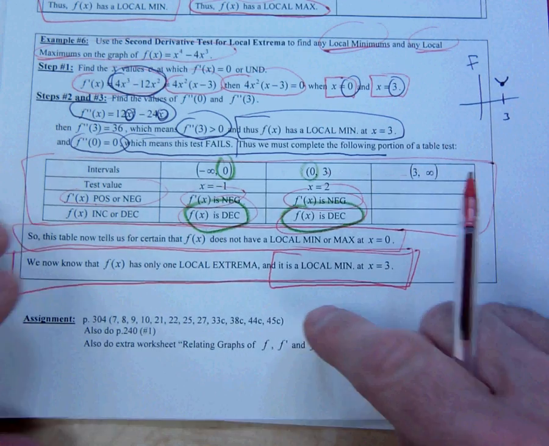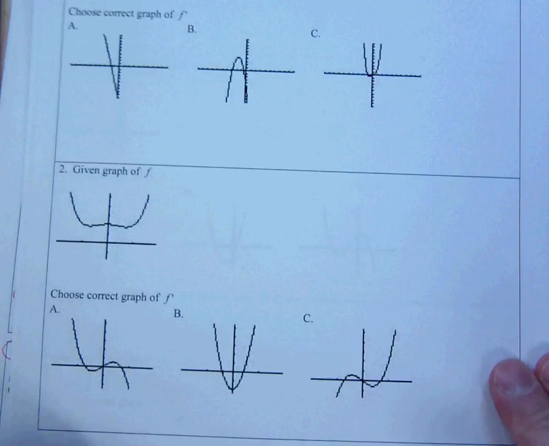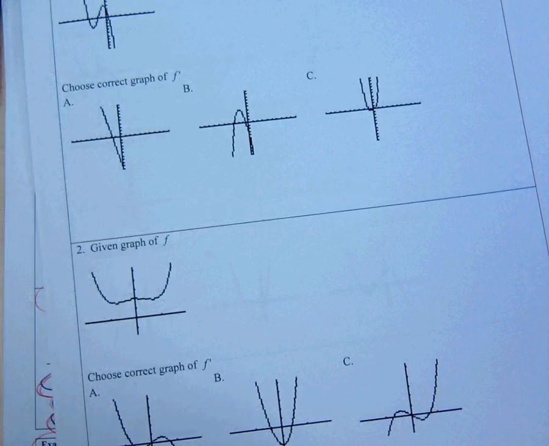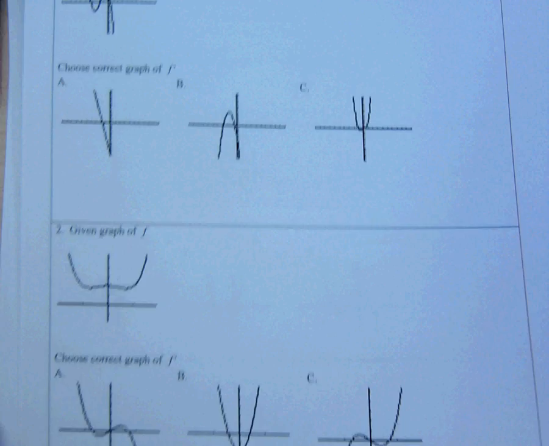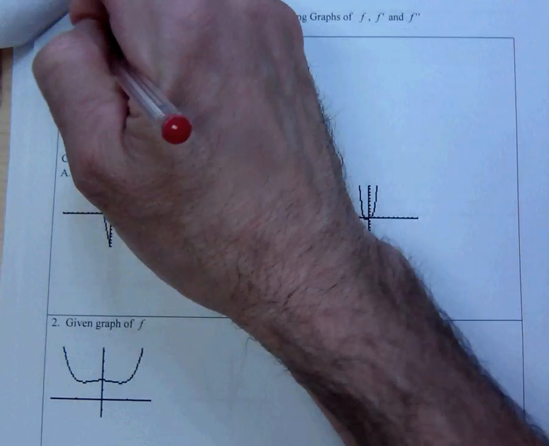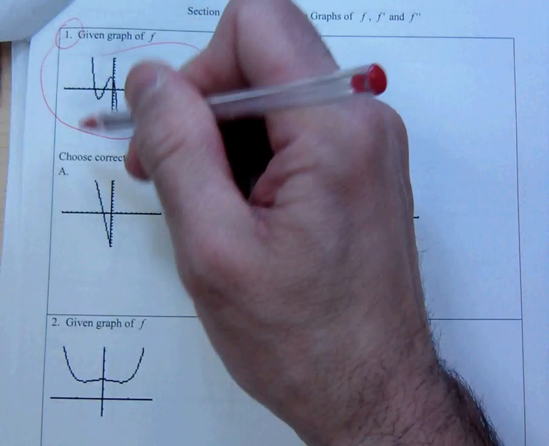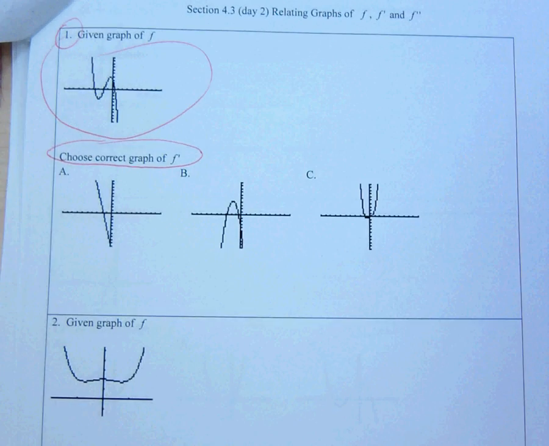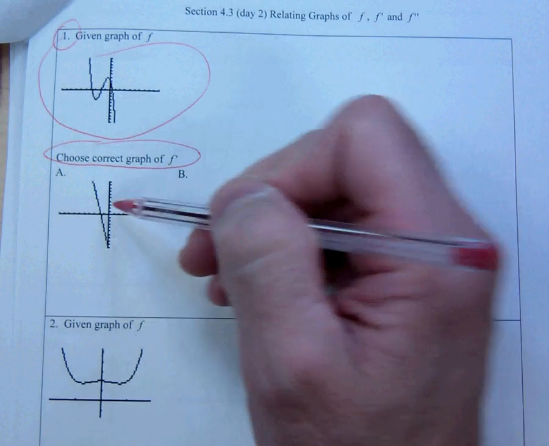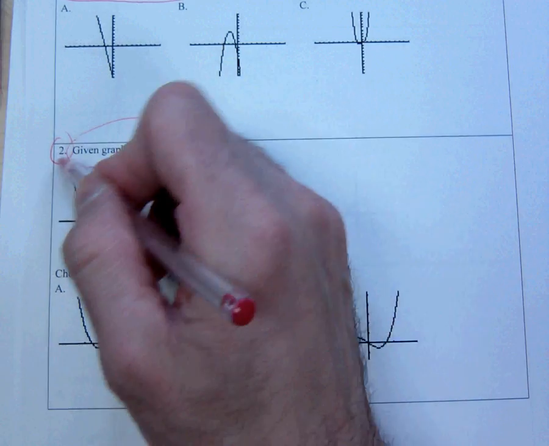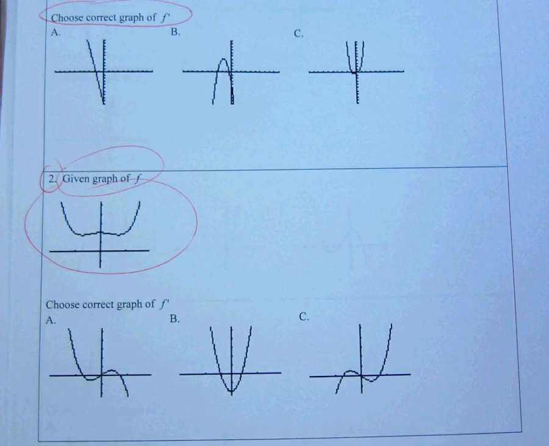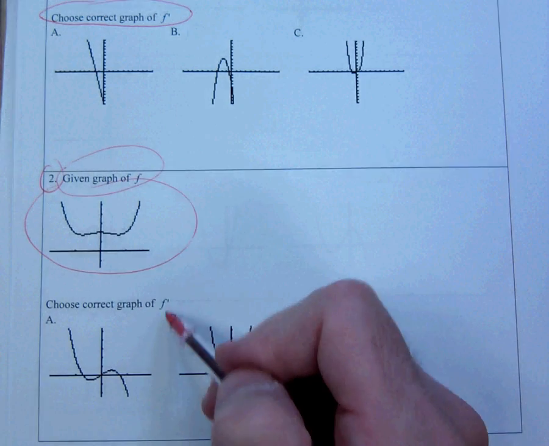Okay, you got some book work, and then you got these extra problems. Again, this time I didn't give you the answer, so you're going to have to work in your groups to figure out and agree on one of the answers. So these are multiple choice. If you look at problem 1, I give you a graph of f, and I say one of these is the correct graph of what? F prime. So you got to pick multiple choice, A, B, or C. Same thing with problem 2. Using this graph of f, which one of these is the correct graph of f prime?